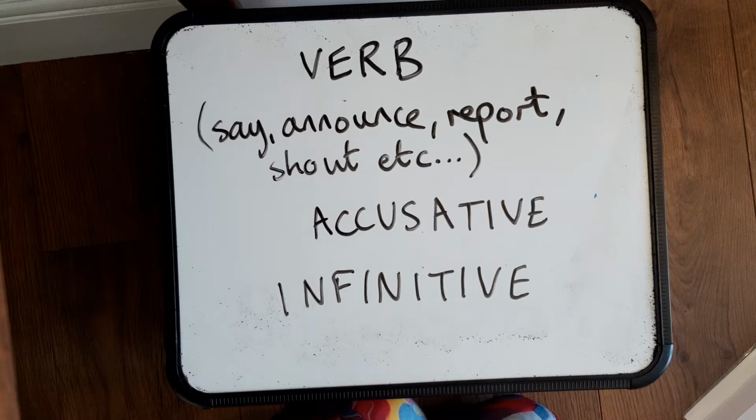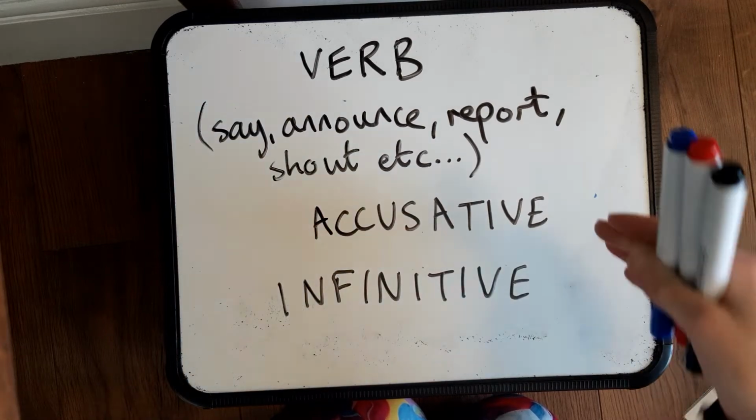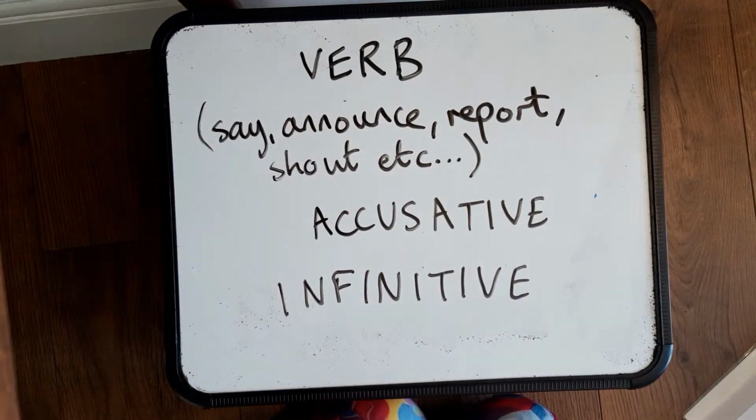Sometimes the indirect statement is called the accusative infinitive construction because it always consists of your verb followed by your accusative followed by your infinitive.